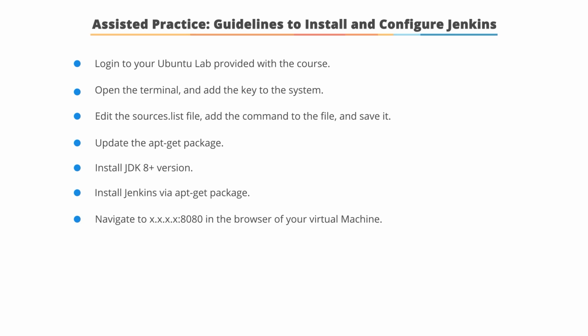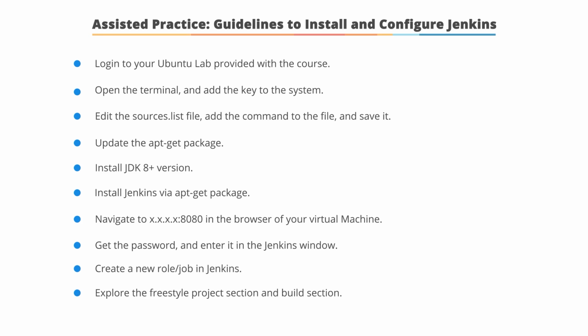Navigate to the IP address of the machine denoted as x.x.x.x:8080 in the browser of your virtual machine. Get the password and enter it into the Jenkins window. Create a new role job in Jenkins. Explore the Freestyle project and build section.